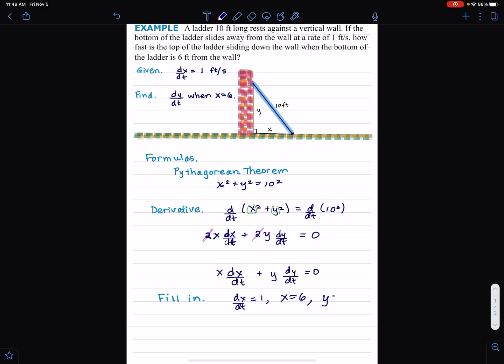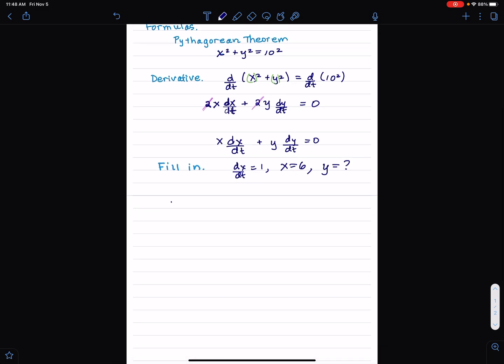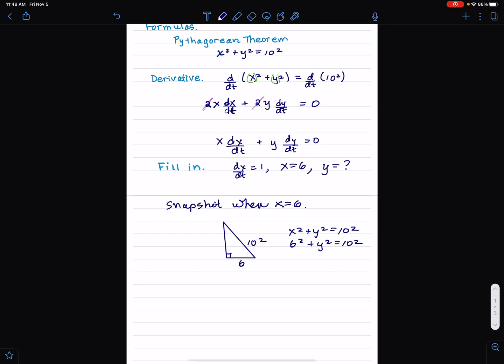So I need to take a snapshot when x equals 6 and find y. You can draw the picture again or just use the formula, x squared plus y squared equals 10 squared, but we put in x is 6. 6 squared plus y squared equals 10 squared. You can fill that in and then try to find y. Sorry, I wrote that wrong. Just 10, not 10 squared.